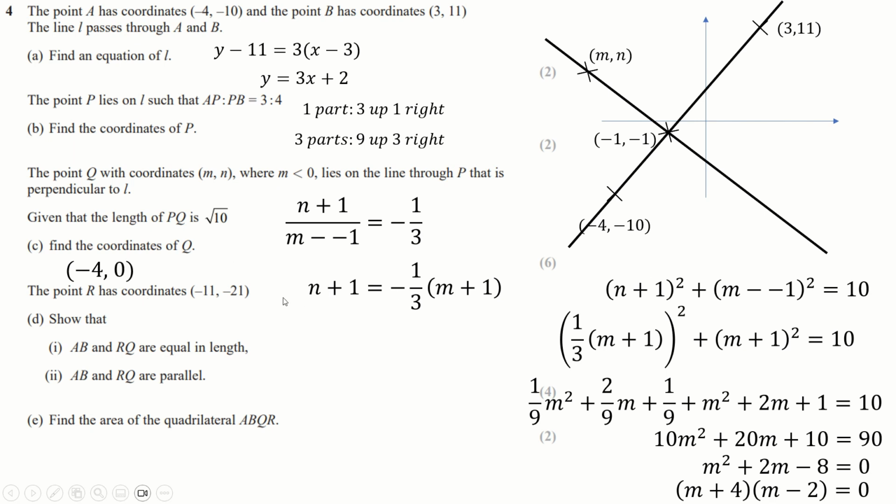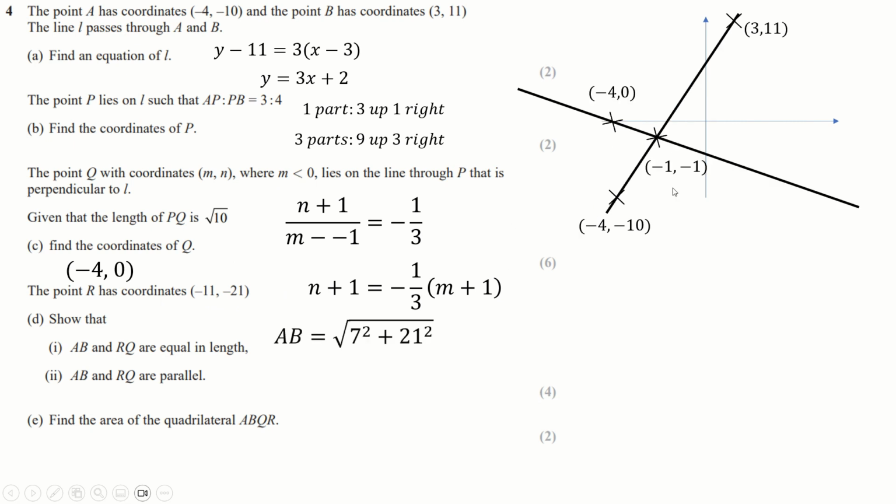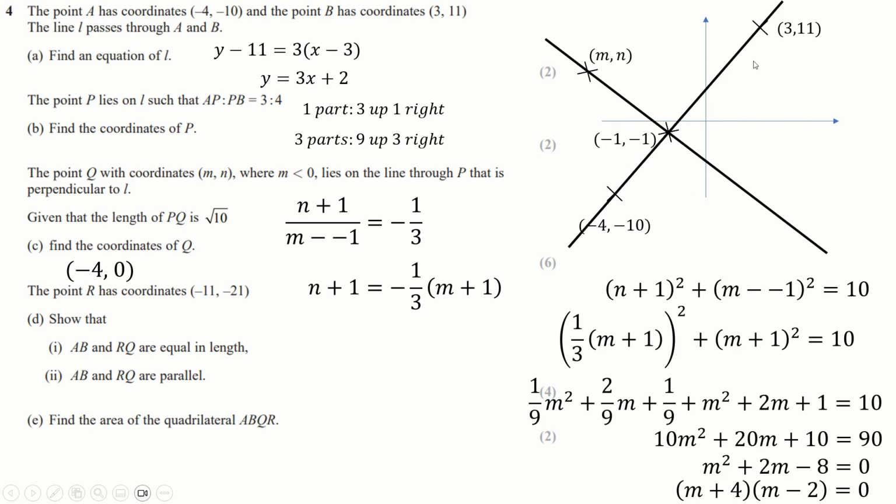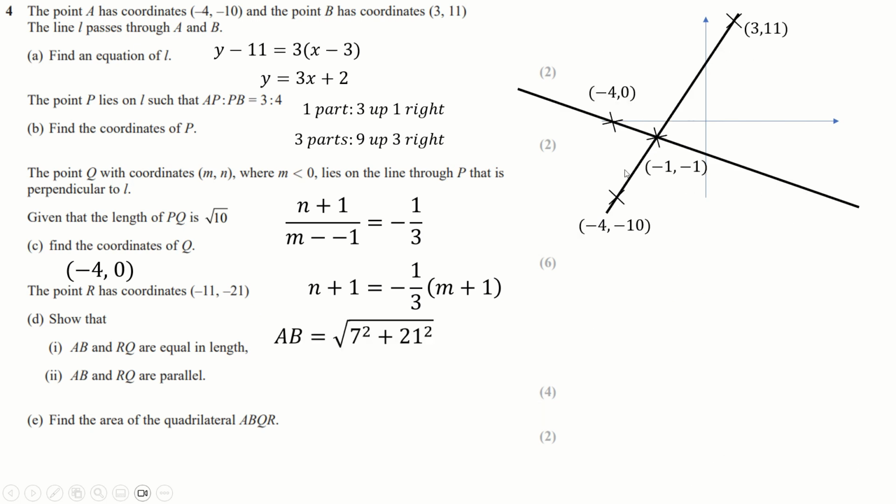R is coordinates minus 11, minus 21, so that's way over here somewhere. I redid the picture a little bit, but it's over here somewhere. Show A, B, and RQ are equal in length. Well, this is A and this is B, remember. So that was 7 across and 21 up. We had it on the previous picture, didn't we? 7 across, 21 up. But in any case, that's going to be AB, therefore, is just root of 7 squared plus 21 squared, which is this.